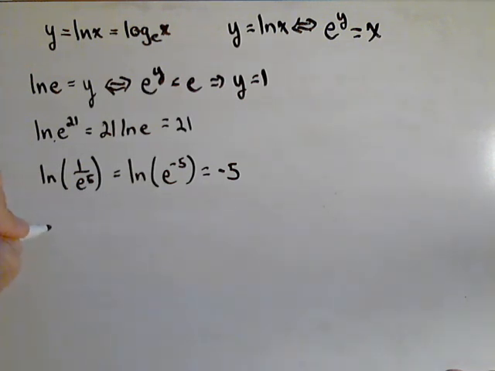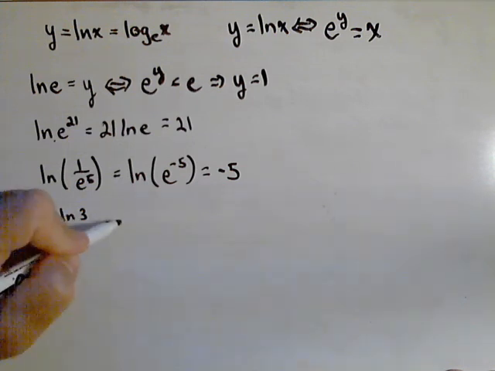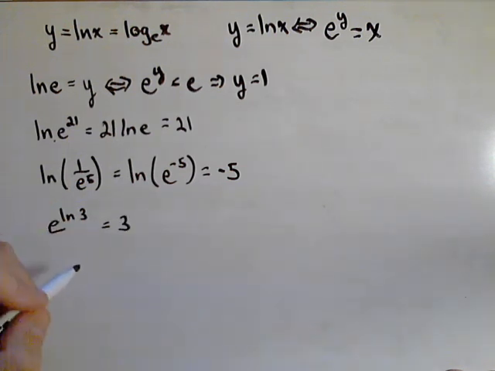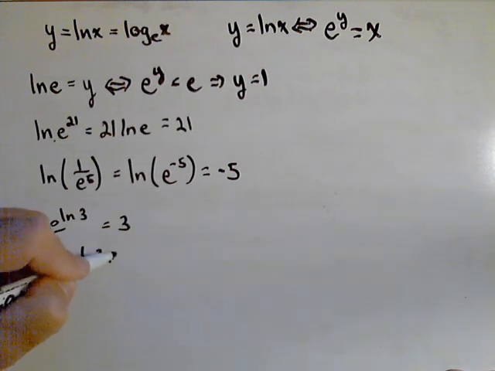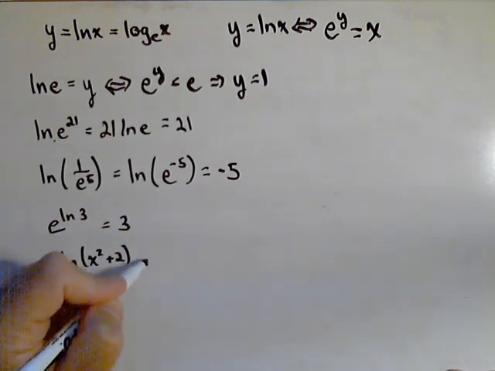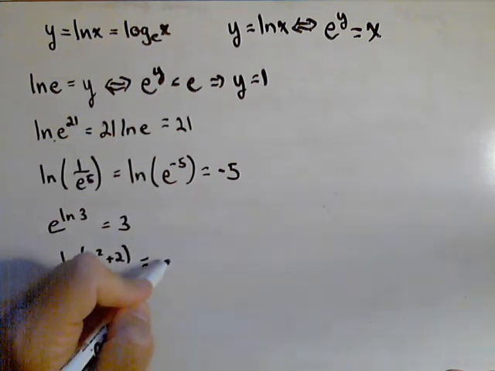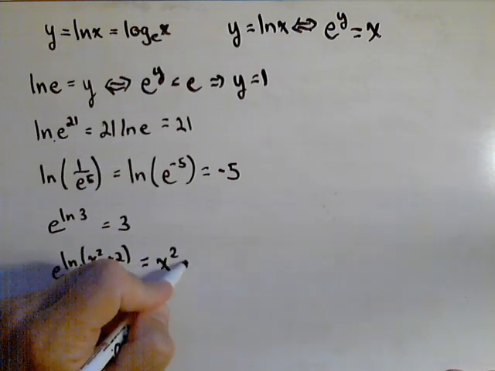The same thing goes if we have a natural log in the exponent of e. So for instance, if I had e to the natural log of 3, this base and this base are the same, so that's equal to 3. Same thing would go if we had an expression in there. So e to the natural log of x squared plus 2. This base and this base are the same, so that's x squared plus 2.